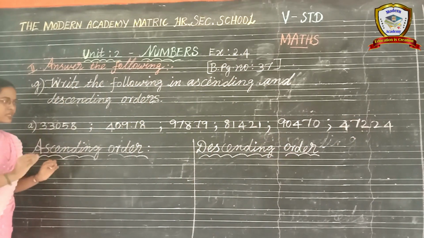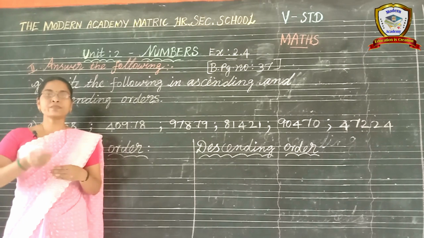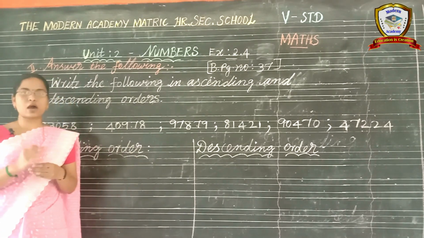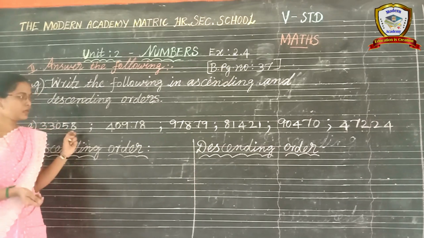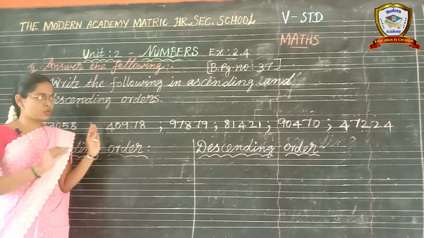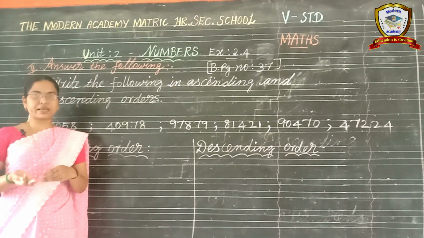What is meant by ascending order? Ascending order means we have to arrange the numbers from smallest to biggest. If you want to arrange from smallest to biggest, first you have to identify which is the smallest number and which is the bigger number.